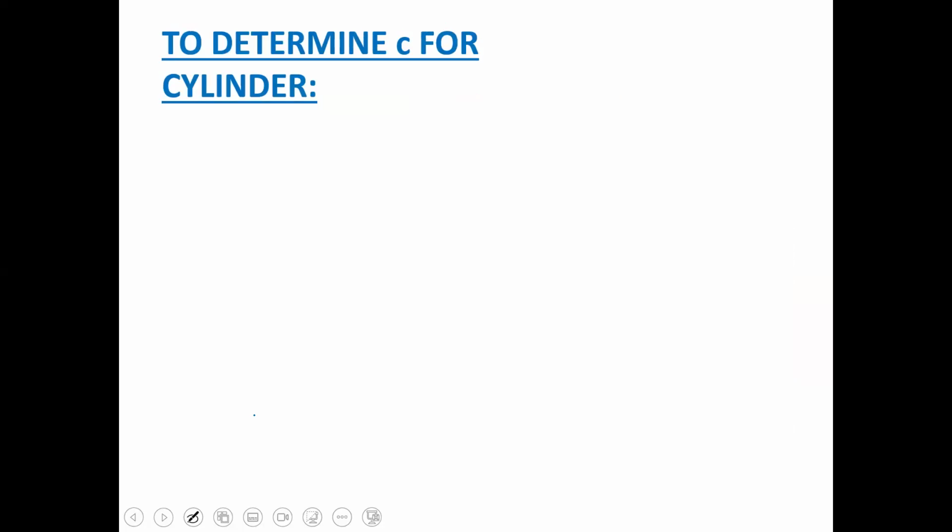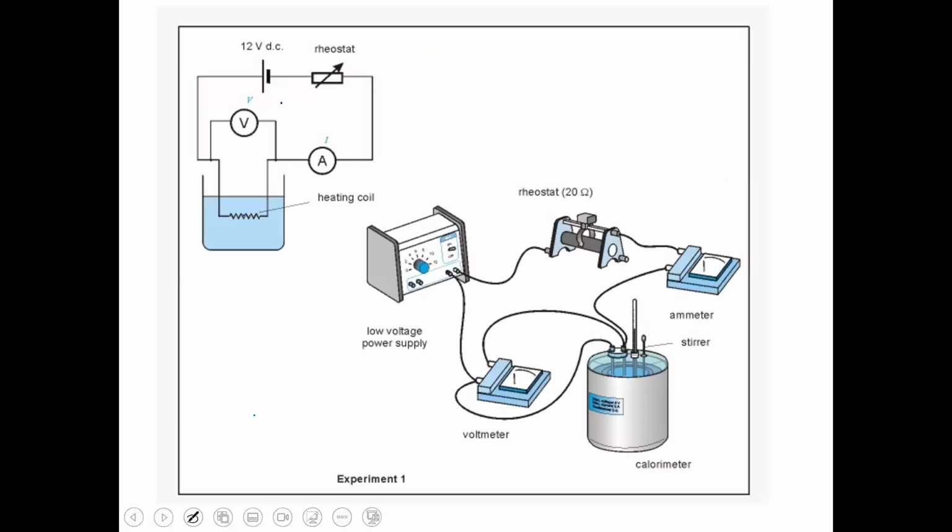Now, to determine C for the cylinder. Hassan, what is C? Small c? Specific heat capacity. Look at the famous electrical apparatus.